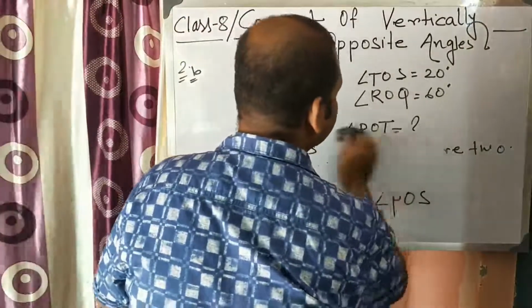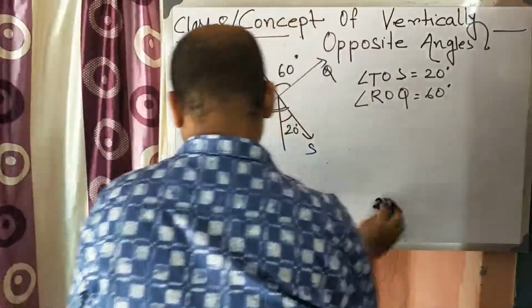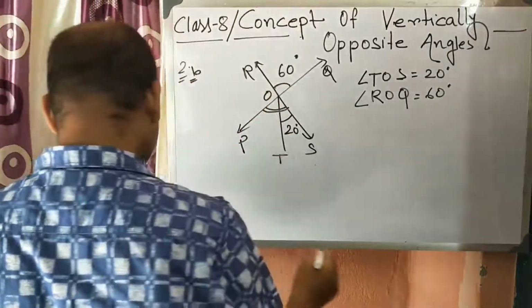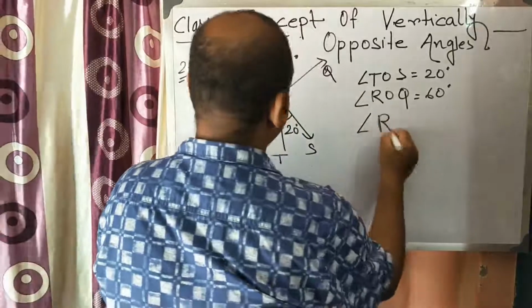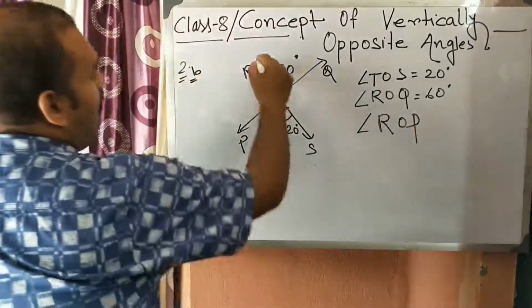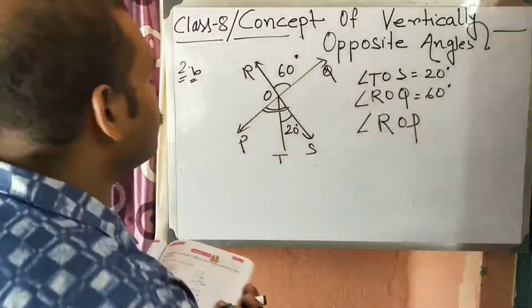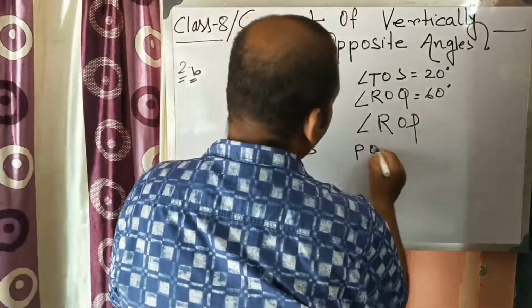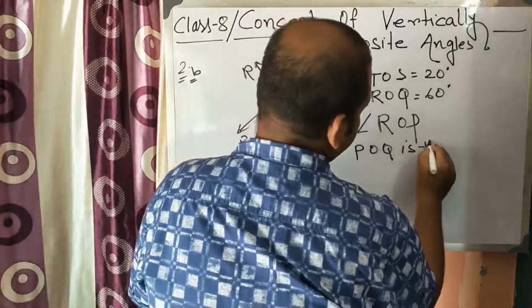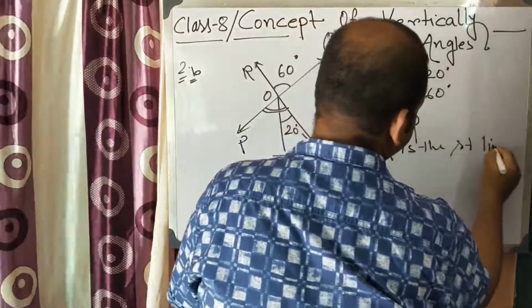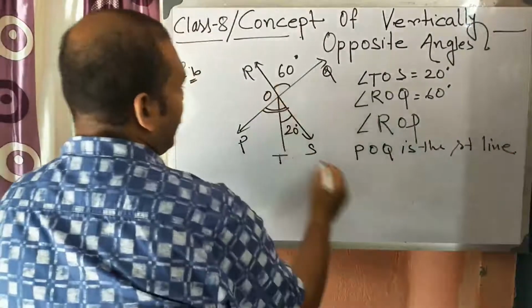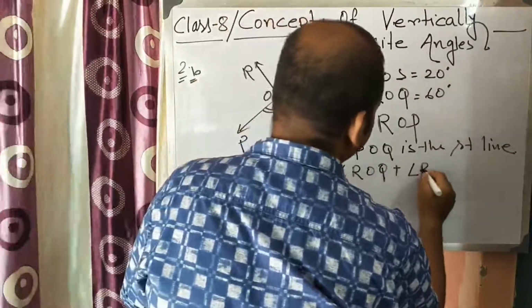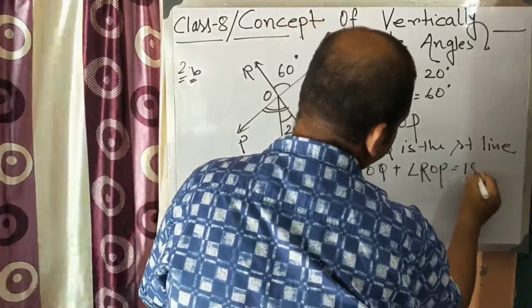What is that angle? It is ROP. We need to find out this angle. POQ is the straight line. So angle ROQ plus angle ROP is equal to 180 degrees.